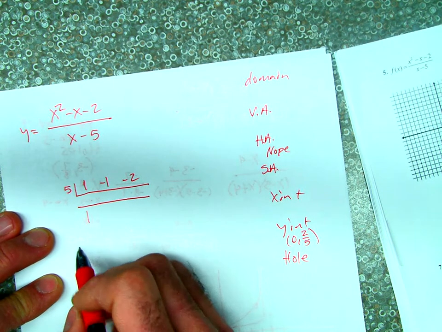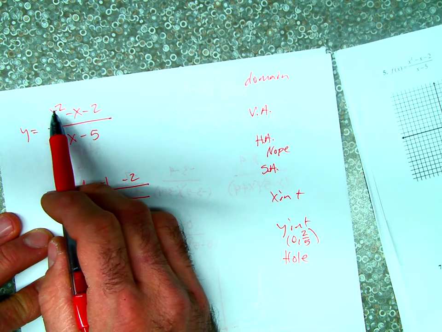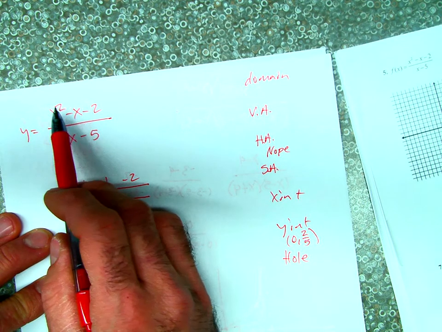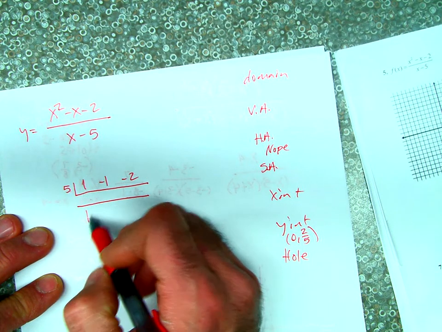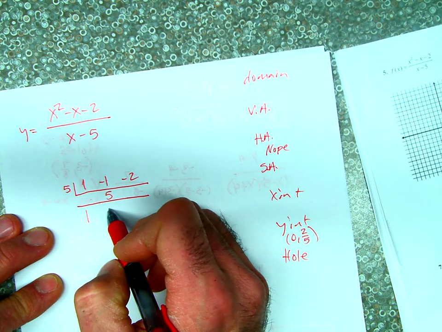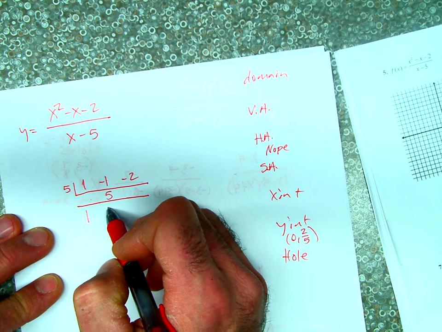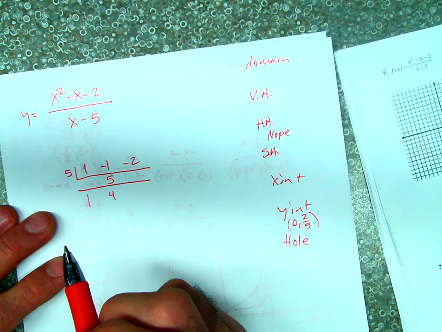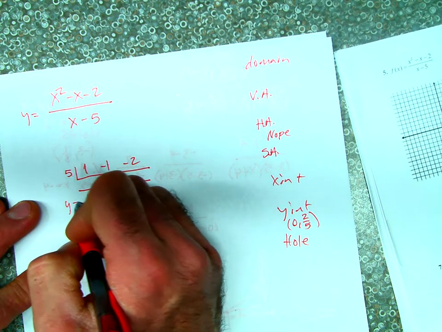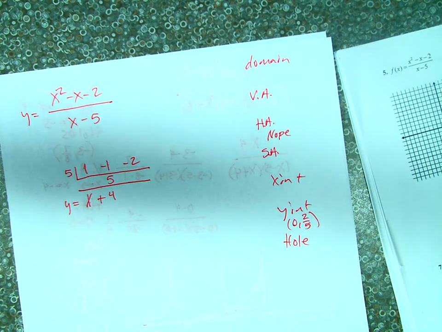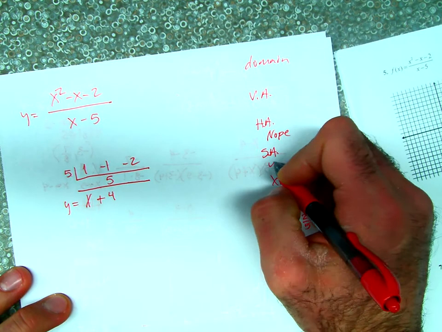1 comes down. Oh, we have to check. Thank you. Is that what you were just saying, Lyndon? 3 or 2, 1, 0. Good job. You're absolutely right. 1, 5. 4. Do we need to keep going? That's all we need, right? y equals x plus 4. That is the slant asymptote.